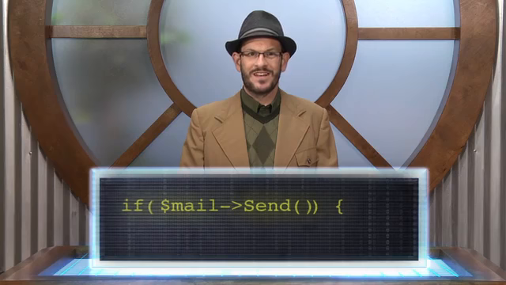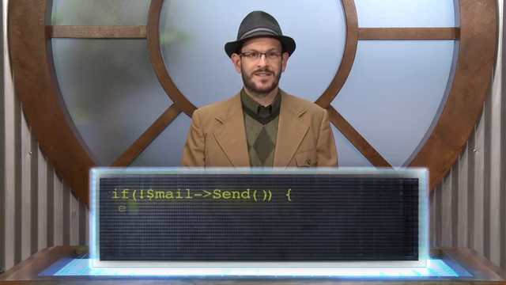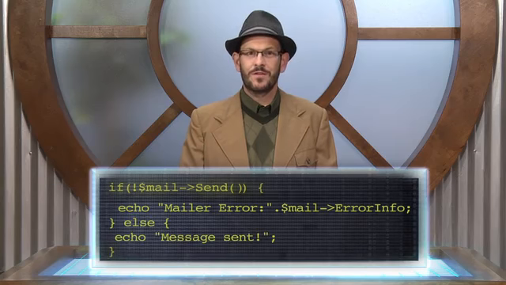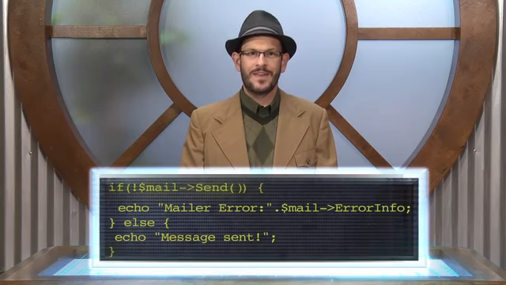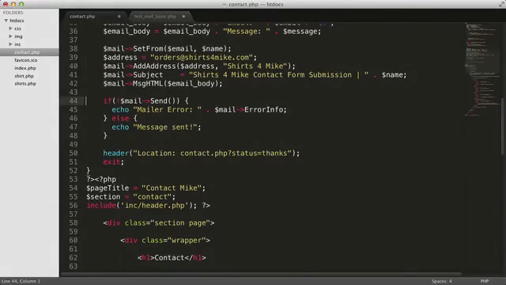We can also put the negation operator in front of this method call to change our conditional to check if it did not work, if the email was not sent successfully. The rest of the code from this example displays different messages depending on whether or not the email was sent. Let's integrate this conditional into our flow.